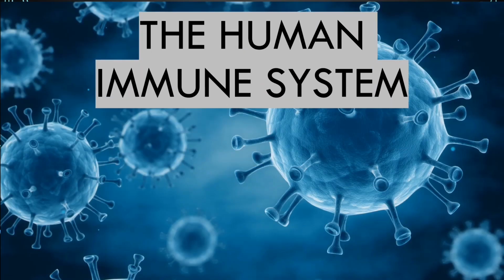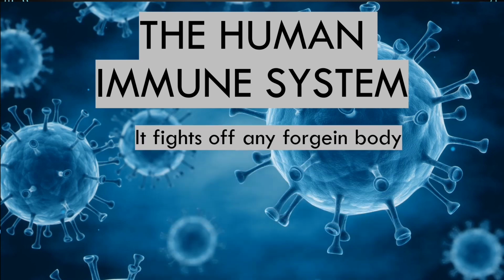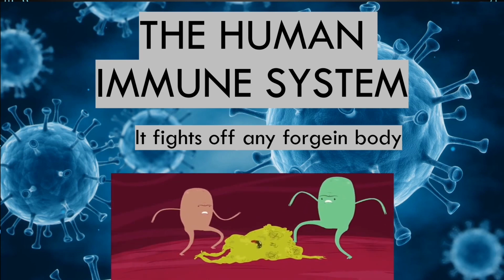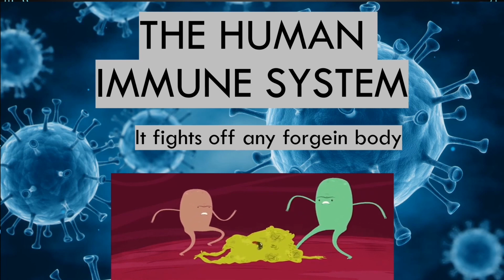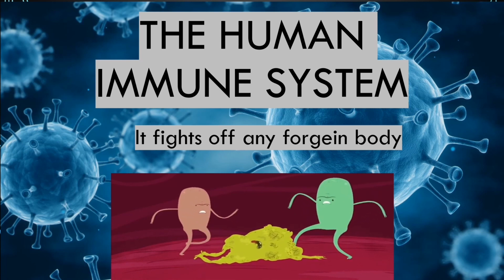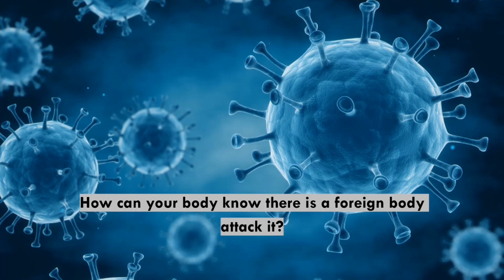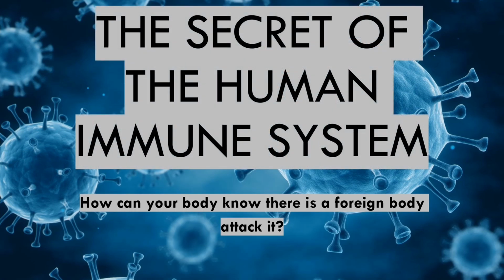The human immune system is our topic today, and we're going to start with the function of the human immune system, which is fighting off any foreign bodies. Your body will recognize any foreign body that doesn't belong to it and is not one of your cells, so it will start fighting it. But didn't you ask yourself, what is the secret? How can your body cells know that this cell doesn't belong to you, that I have to fight it?